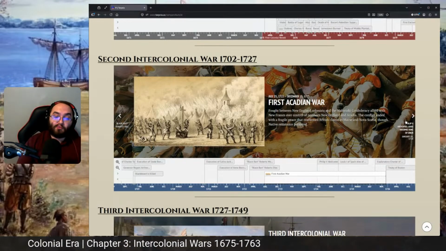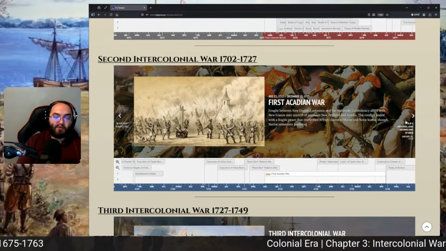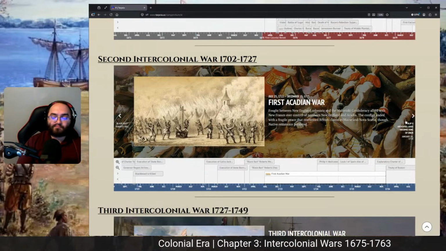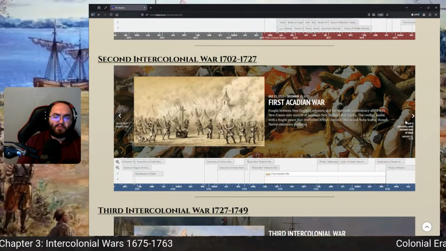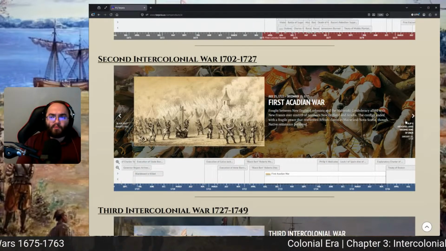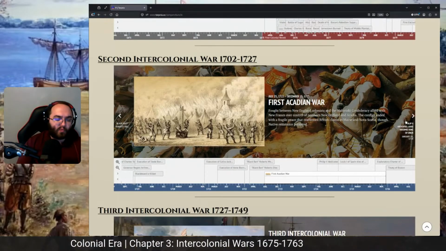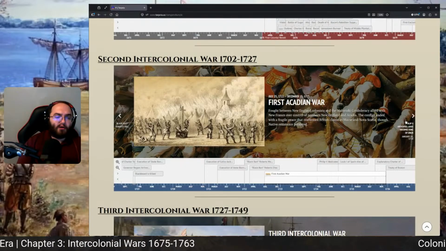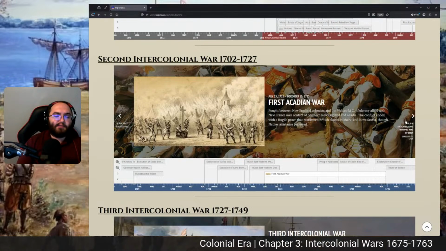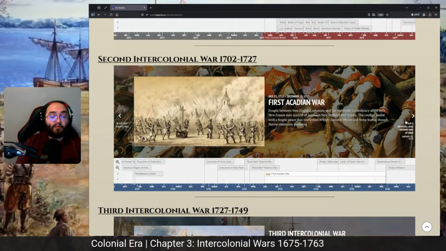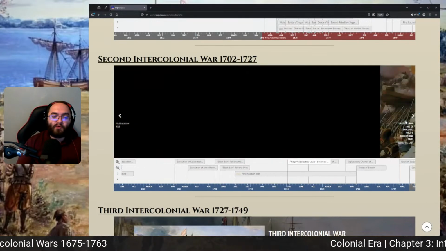So it's not the French directly, but it's the French native allies that are fighting the English New Englanders. And so there's a number of different names for this war. I think the most common one is the Wabanaki War. We decide to name it the First Acadian War, since it's the first major conflict in Acadia between New Englanders and the native Acadians, who are French allies, without involving the French. And so there will be a second Acadian War that we have on the timeline as well.